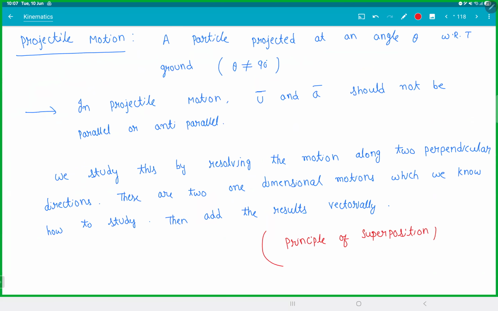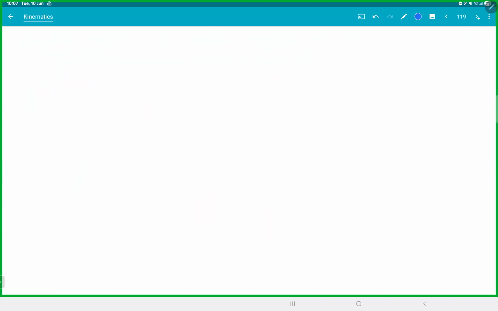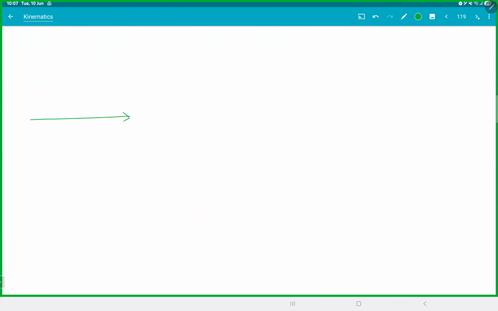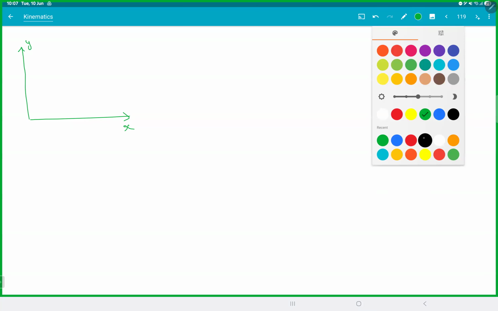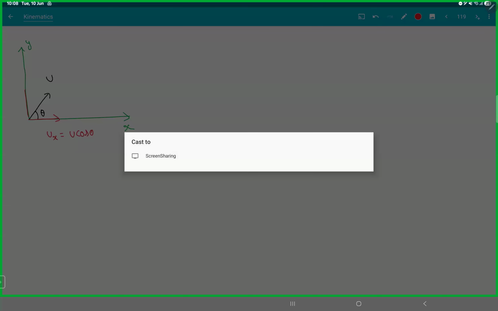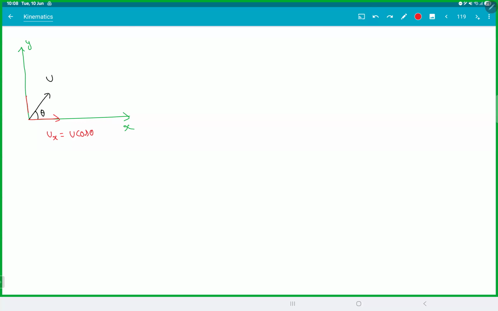So how do we study this thing? So this is X. Let's say Y-axis, I split this. So the particle is projected with U and theta. This is U and this is theta. So I can split this motion in the horizontal direction. This is Ux, which is U cos theta. The vertical component will be U sin theta. That is your Uy.